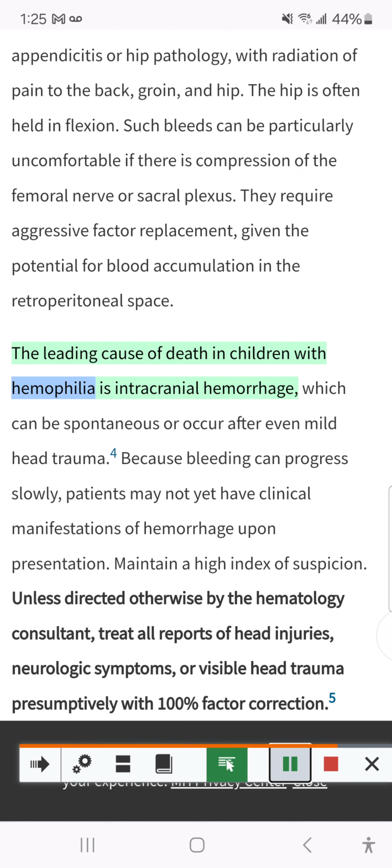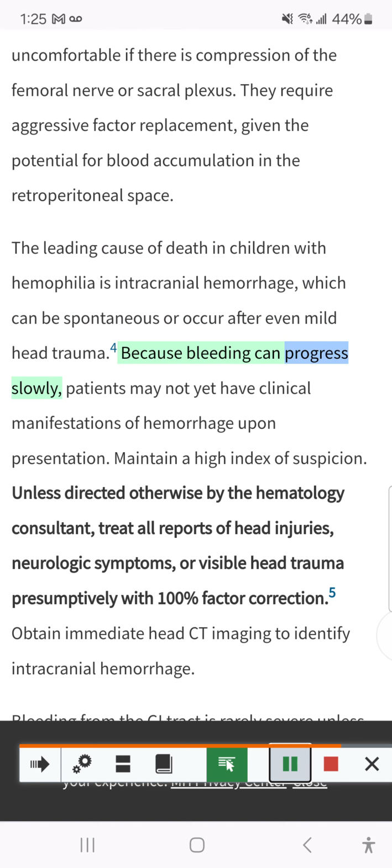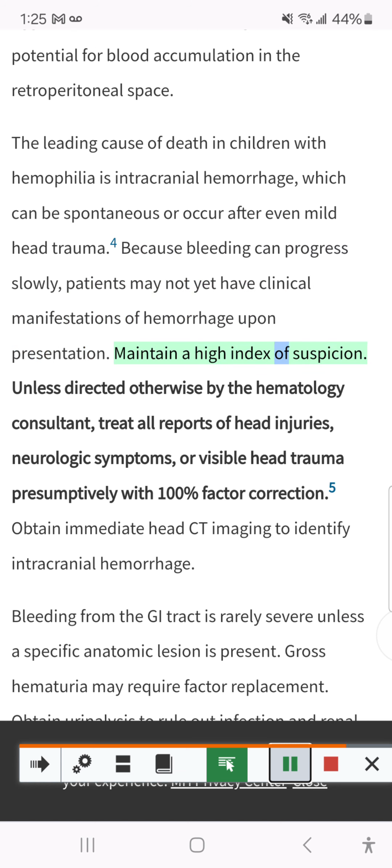The leading cause of death in children with hemophilia is intracranial hemorrhage, which can be spontaneous or occur after even mild head trauma. Because bleeding can progress slowly, patients may not yet have clinical manifestations of hemorrhage upon presentation. Maintain a high index of suspicion.